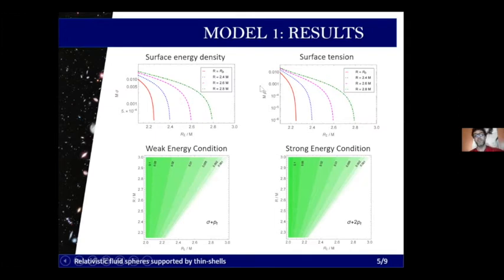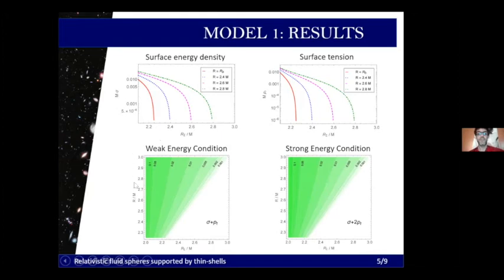So we see that the densities are positive, the pressures are positive, and now one can ask, is this combination of energy density and pressure or tension consistent with the energy conditions? So is it possible for matter as we observe in the universe to satisfy this kind of energy and tension relationship? And the answer is yes. In this plot here on the bottom left corner, we have the sum between the density and the pressure as a function of the initial radius of the star and the radius of the shell. And as you can see, this combination is always positive.